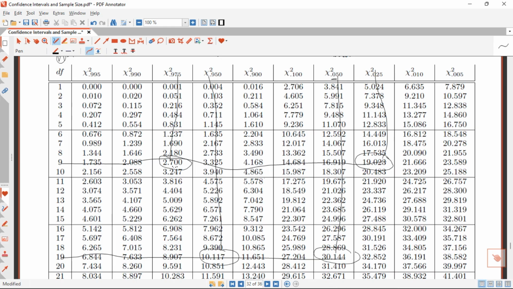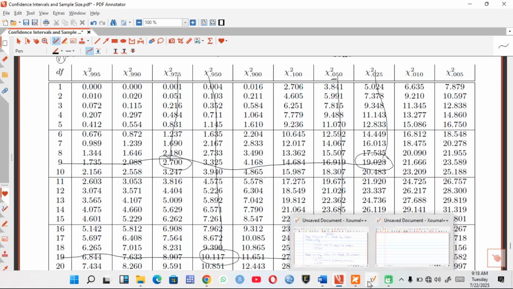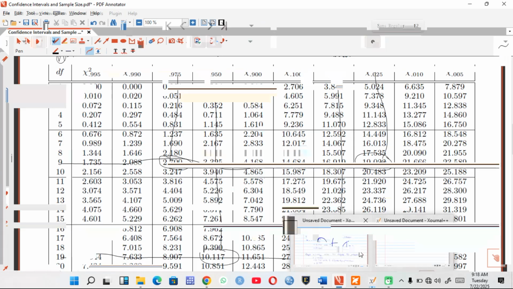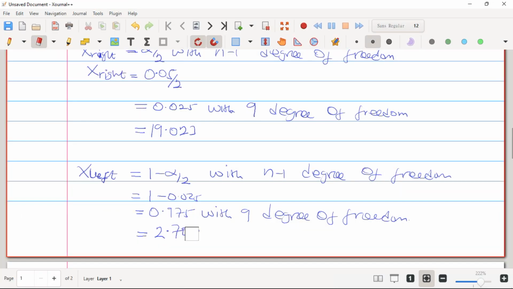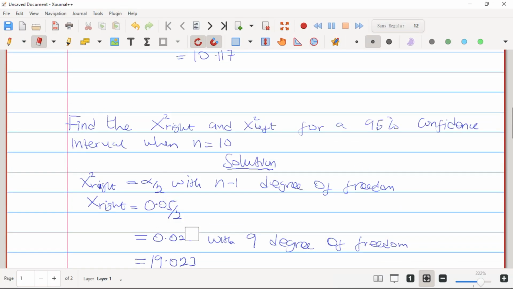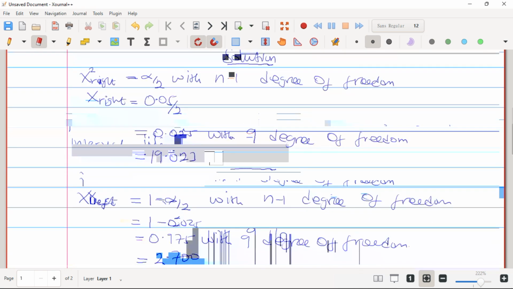So let's go to our worksheet and see what we had for that question. So you could see clearly that here we are having 2.700. So this is how we can find our chi-square right and chi-square left when our 95% confidence interval is given to us with a specific sample size or degrees of freedom, right?